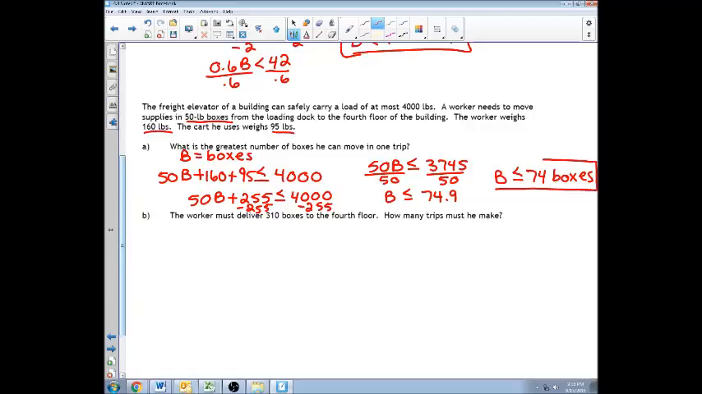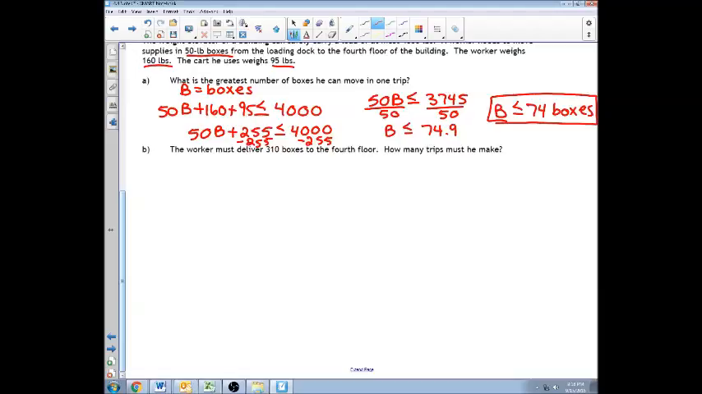All right? All right, moving forward. The worker must deliver 310 boxes to the 4th floor. How many trips must he make? Does this say anything about at most, at least, or anything along those lines? It does not. So this is actually going to be an equation. So I'm going to make t the number of trips that he needs to take. We know that 74 boxes is the most he can take at one time. So it'll be the 74 boxes times the number of trips needs to equal 310 boxes, right?